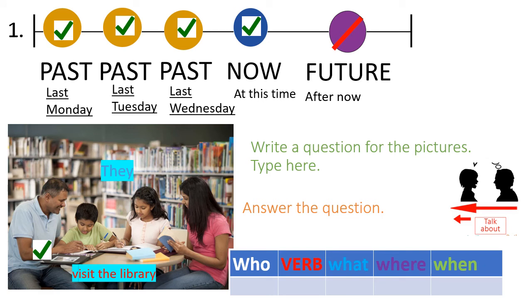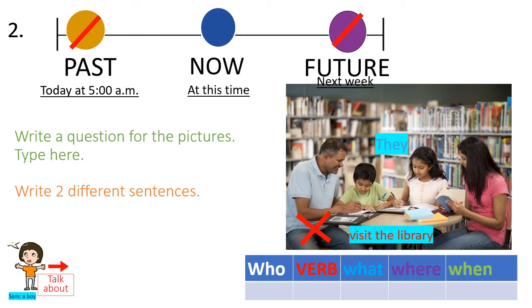So here is a picture. The action, the who word is they, because these people here are talking about more than one person. We have a family here. Okay, so write a question for the pictures and answer the question. So you'll do the same for this slide. So the picture's the same, but look at the yes or no symbol. And we have one boy here talking about more than one person.